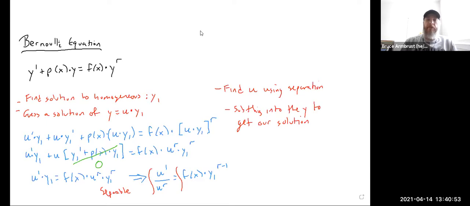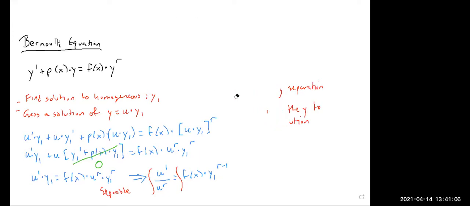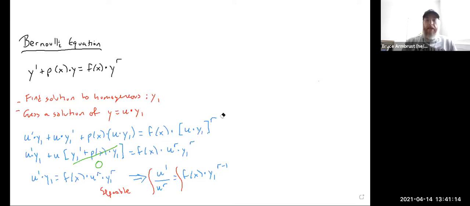So let me show you an example. I'm going to keep this bit on here and keep our original, but the rest of it I'm going to erase because we don't really need it right now. I know we're about to do an example, but where it says guess the solution of y equals u times y1, is that the same way of doing it as we did before? Yep, exactly. It's just how we find u is a little bit different.